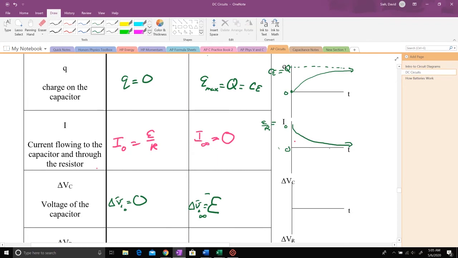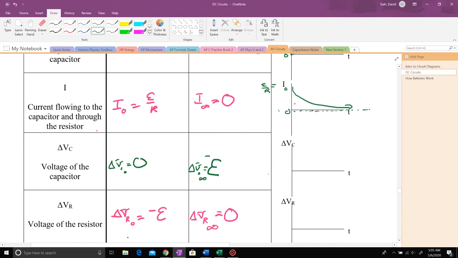This is what the graph looks like. This is a horizontal asymptote at 0, right? Delta V for the capacitor. You see at first, there's no charges on the capacitor plates, and so the delta V for the capacitor is going to be 0, right? Oh, look, I got it written right over there. And you say, but it's going to approach some final value, right? And you say, hey, that final value for the capacitor, we figured that out before.